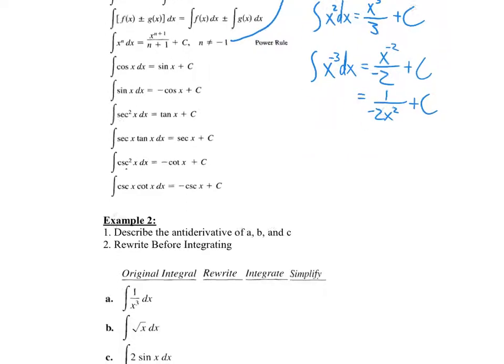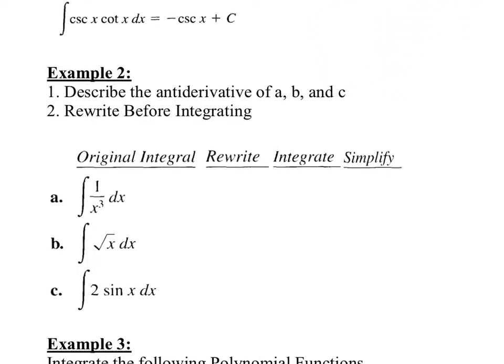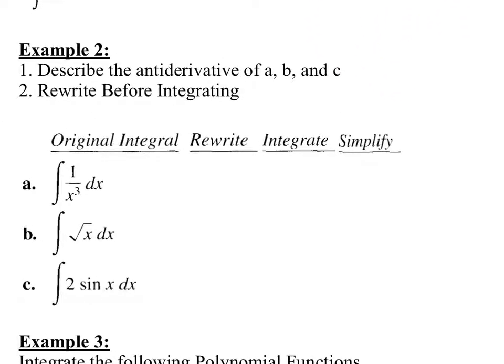So let's work through a couple of examples here. We're going to rewrite before integrating. So here, what rule are we using? We're going to use the power rule by rewriting this as x to the negative 3. Okay? Now we can actually integrate.